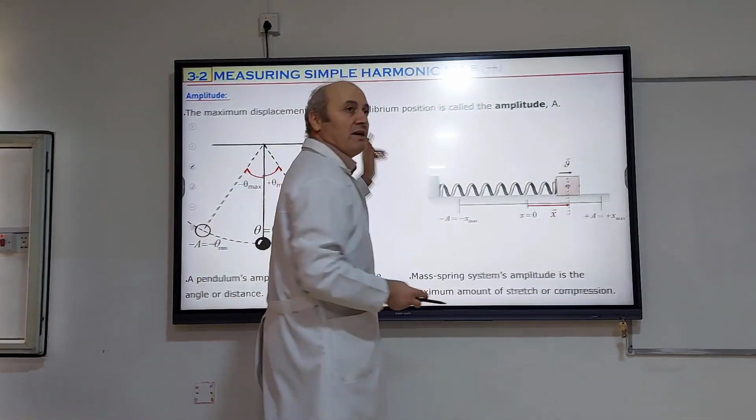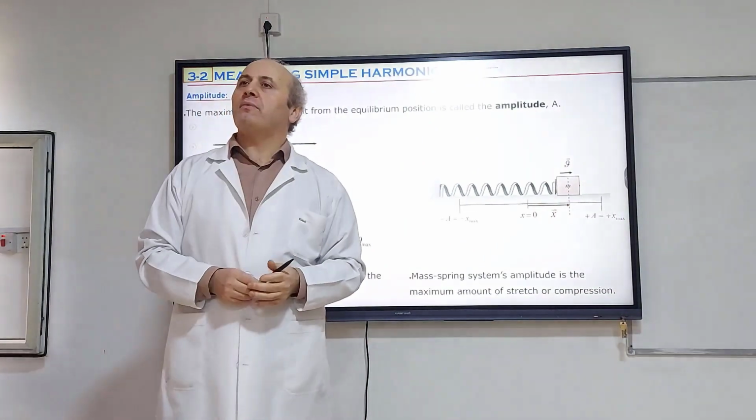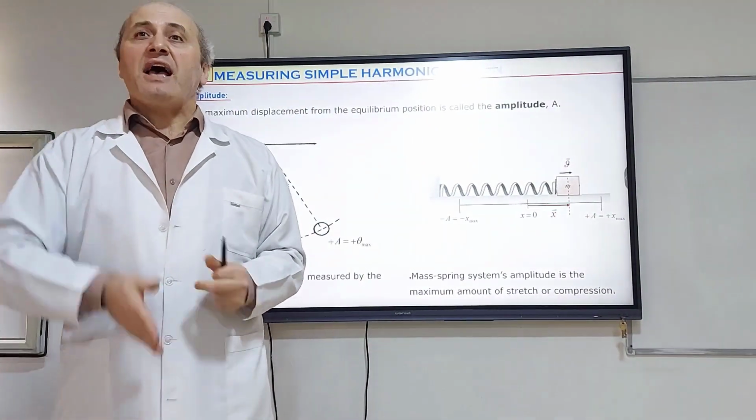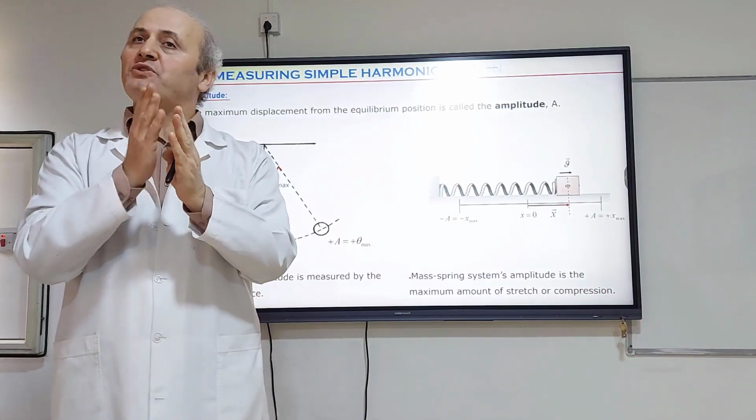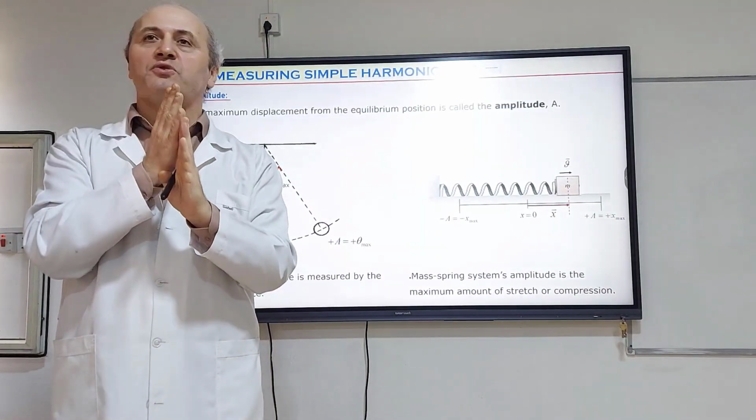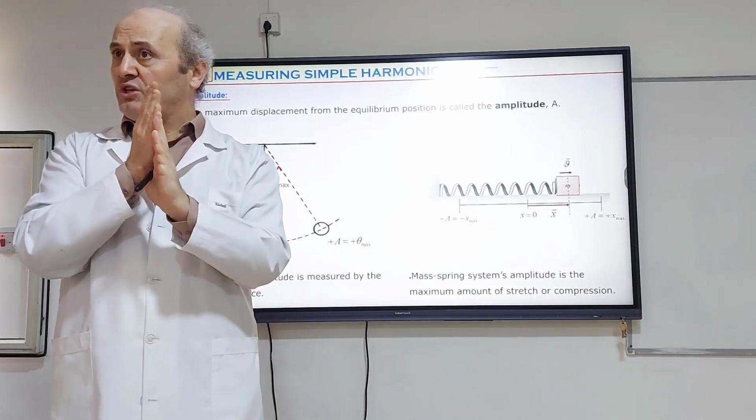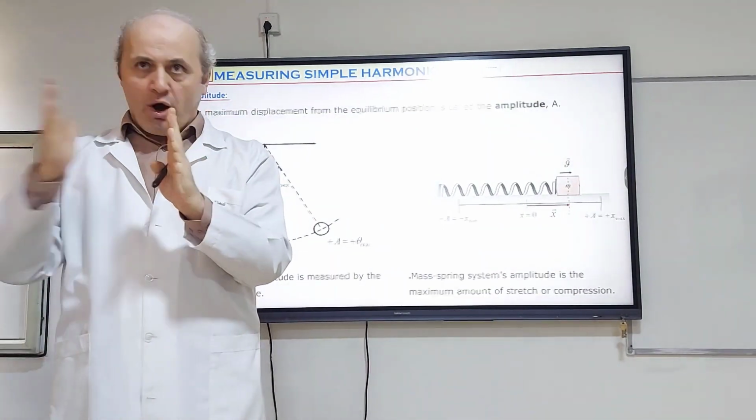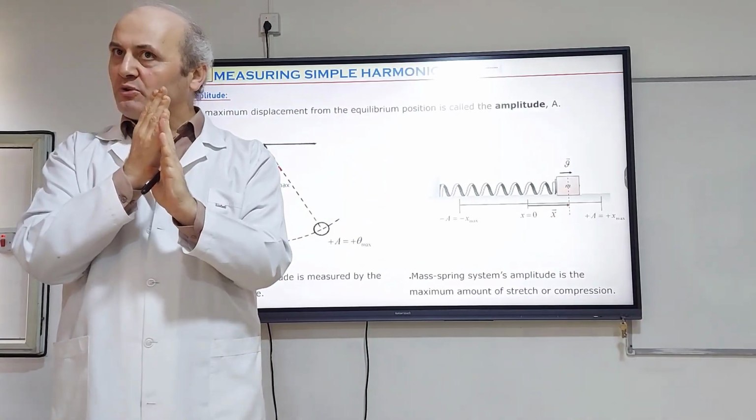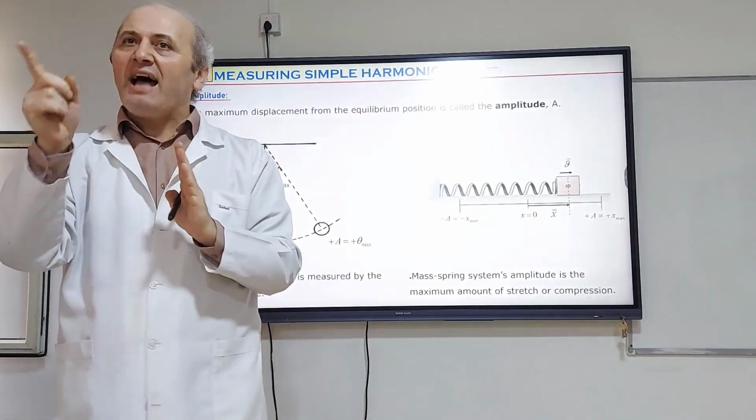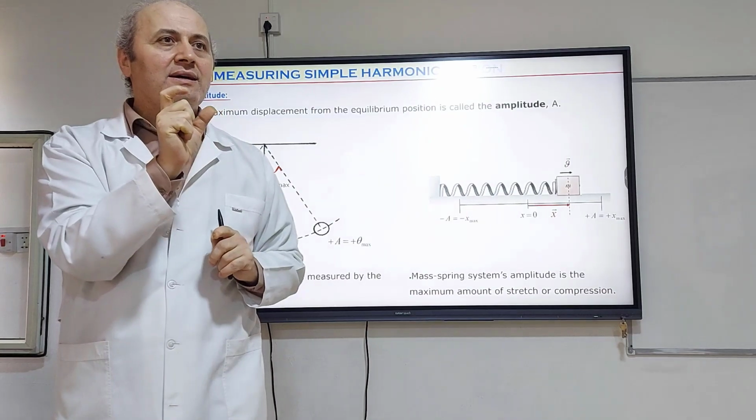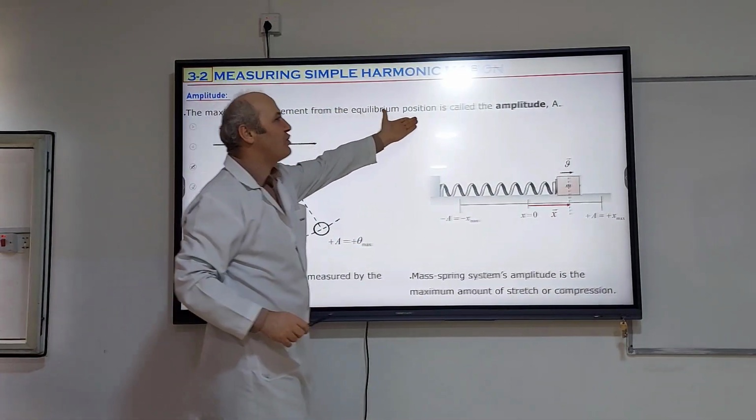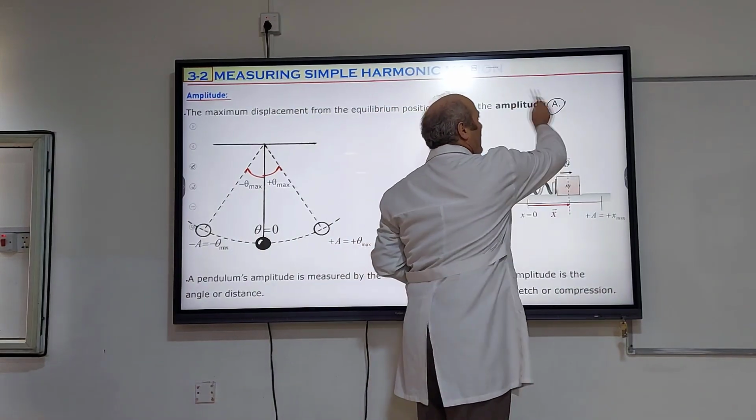The first quantity is amplitude. In fact, we know amplitude from Chapter 3, Section 3 also. What is amplitude? As the system is vibrating, the object can move from the unstretched position, which we say is the equilibrium position, on the right or on the left. The maximum distance the object moves away from the equilibrium position is called the amplitude. So, the maximum displacement from equilibrium position is called amplitude and represented by A.